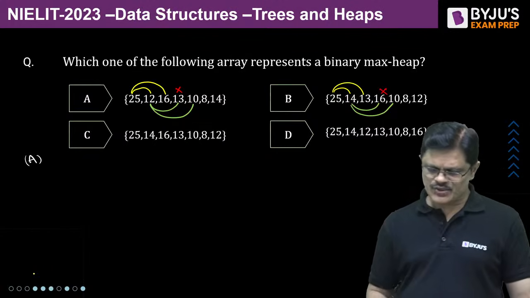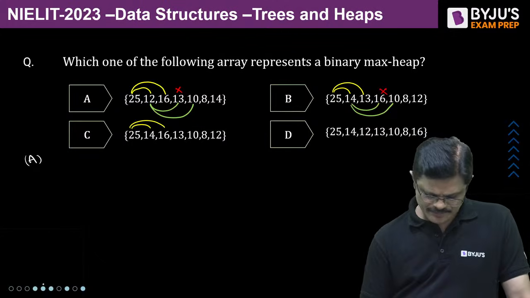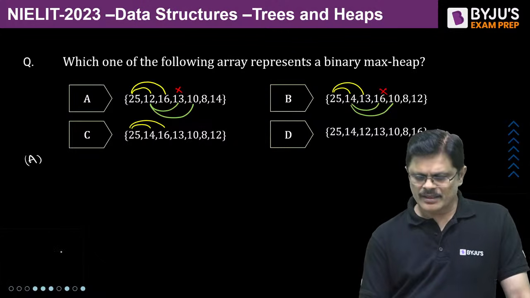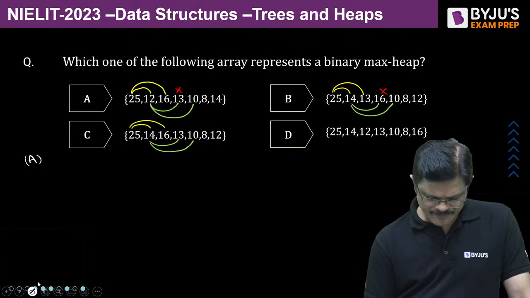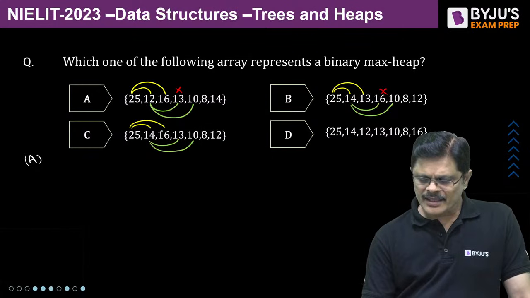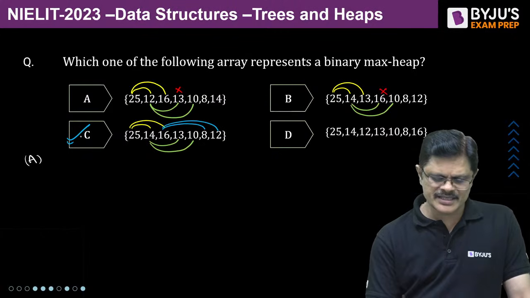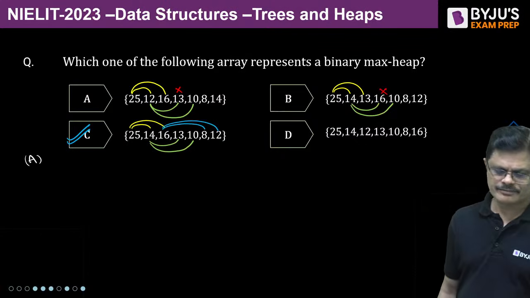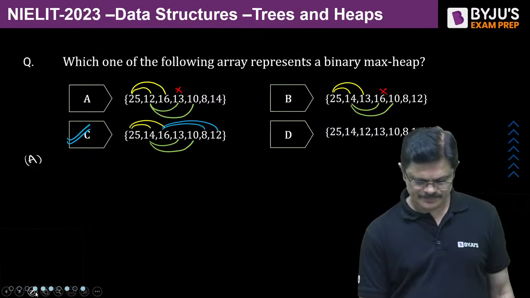Then next you see this one. 25 is larger than both 14 and 16. Happy. Then 14 is larger than both 13 and 10. Happy. Then next 14 is done. Next 16. 16 is larger than 8 and 12. So it is correct answer. C is the correct answer. Next one.